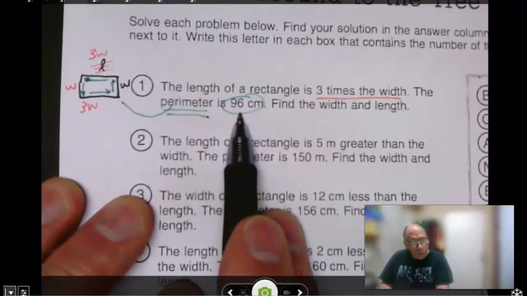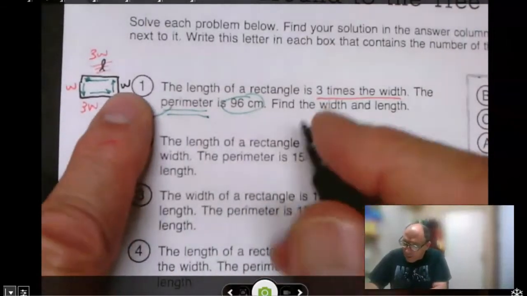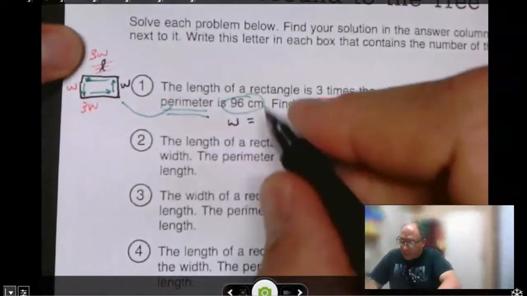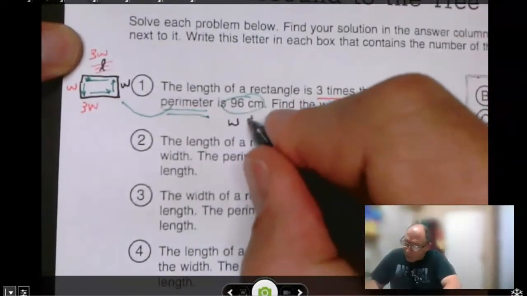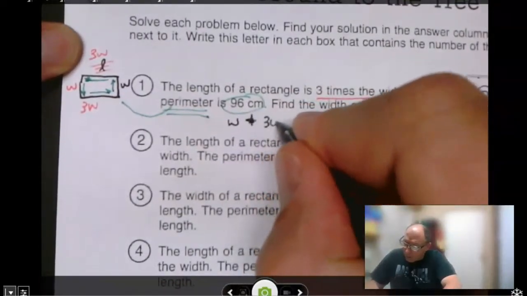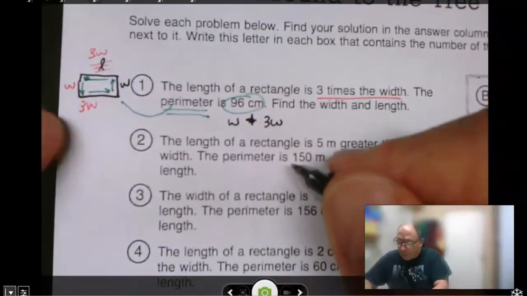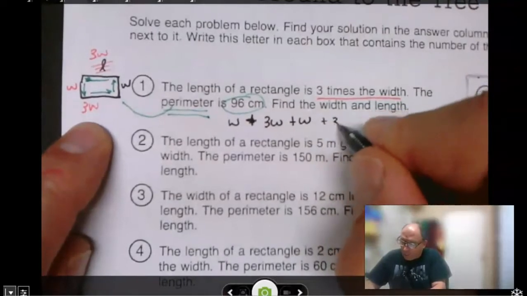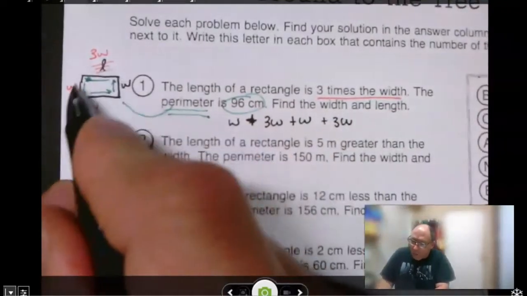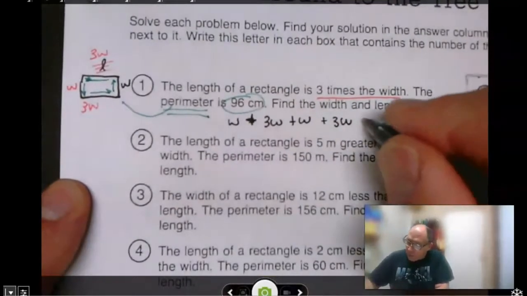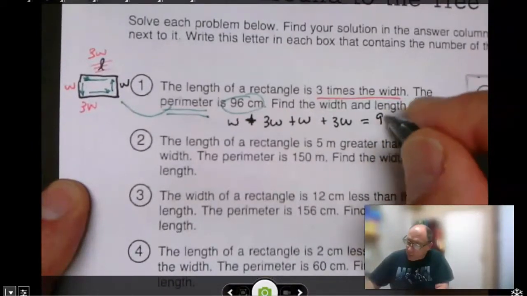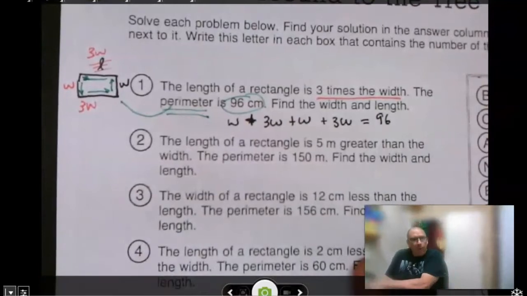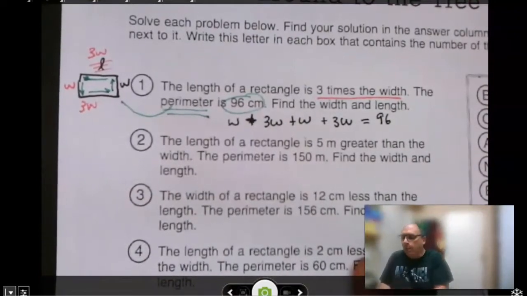So when we go find the width and length, we're writing an equation with an answer equal to 96. And what we have is that width, walking around, plus the length, which is 3w, plus 3w, plus the width again, plus 3w. So I've walked around, that's my perimeter. And they say that this perimeter equals 96. So that's the equation I'm using.